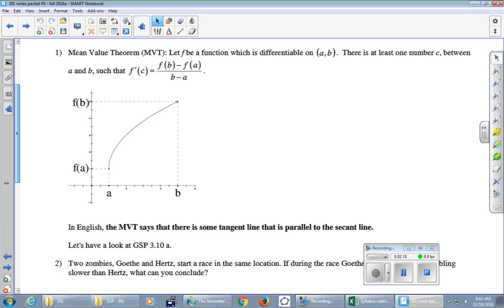We've got this function here. It just needs to be differentiable. Looks like it is. And we've got a and b are the endpoints, the x values, and then f of a and f of b are the y values. And it talks about this expression right here, f of b minus f of a over b minus a. What can I draw on this picture so that that expression has some meaning? What can I draw? A tangent line? Is that what f of b minus f of a over b minus a is?